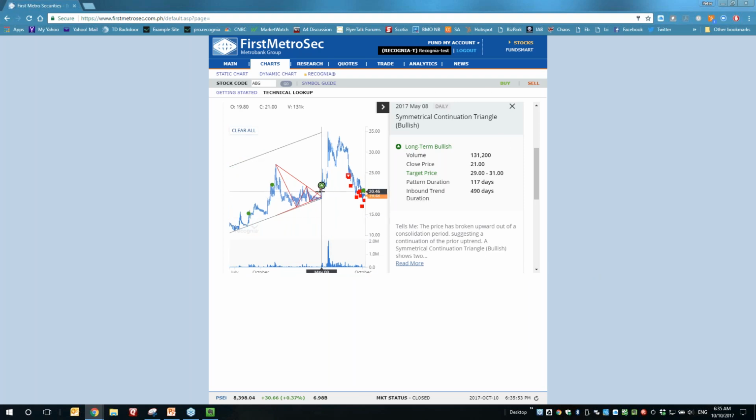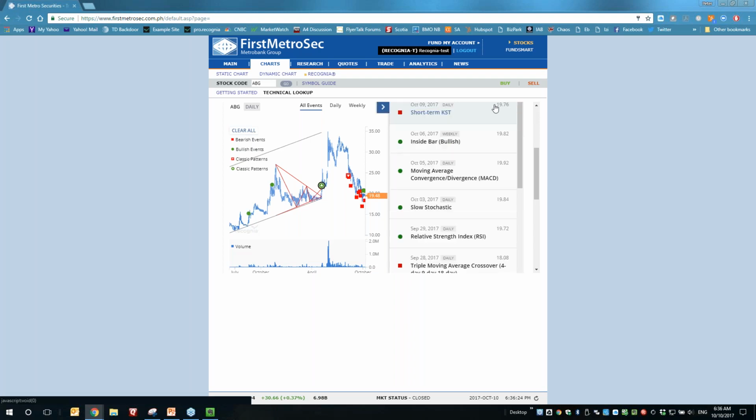And it occurred right where we broke out above that upper level of resistance. That's right where the green dot is. The price when that happened was 21 pesos. The target price that we can derive with this technique I showed you of measuring the height of the pattern suggests the price is going to rise to 29 to 31 pesos. This occurred on May the 8th, 2017. Well, did that actually happen? Well, the price immediately rallied after this particular triangle, and we got up to about 35, so we actually surpassed the target price suggested by this particular pattern.